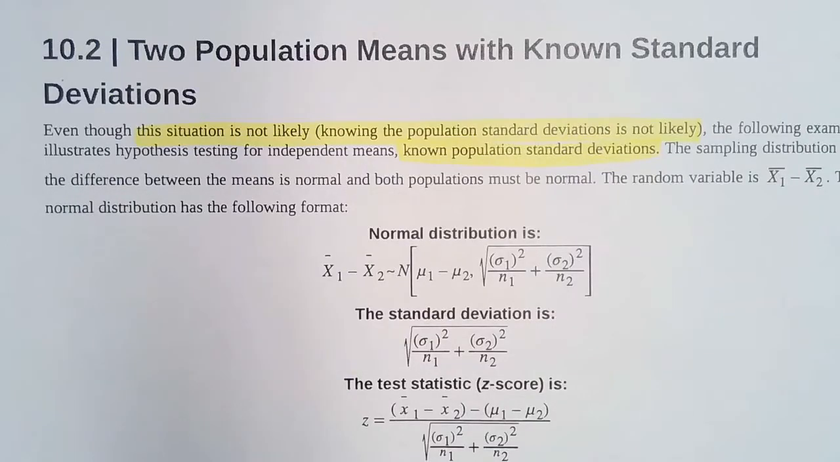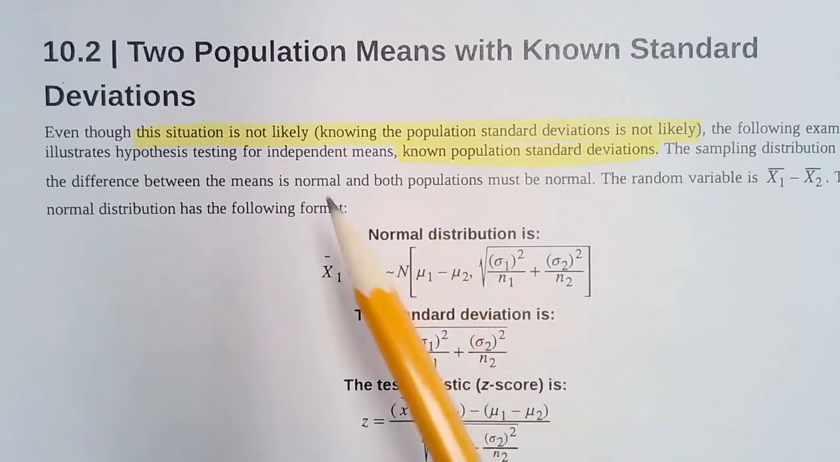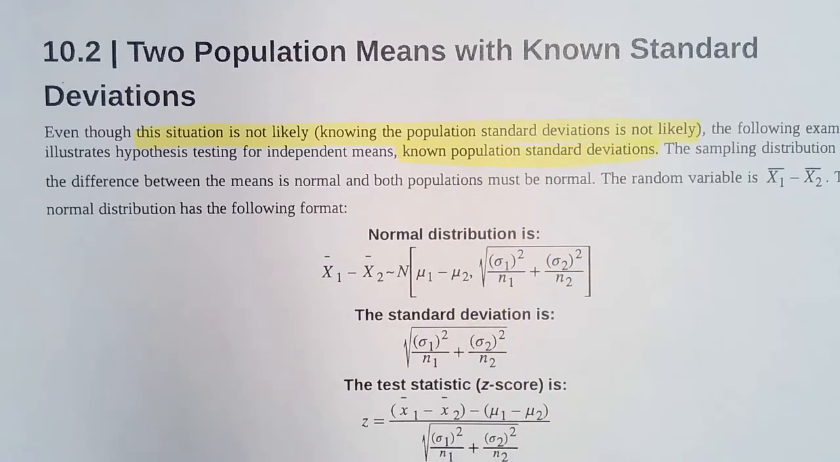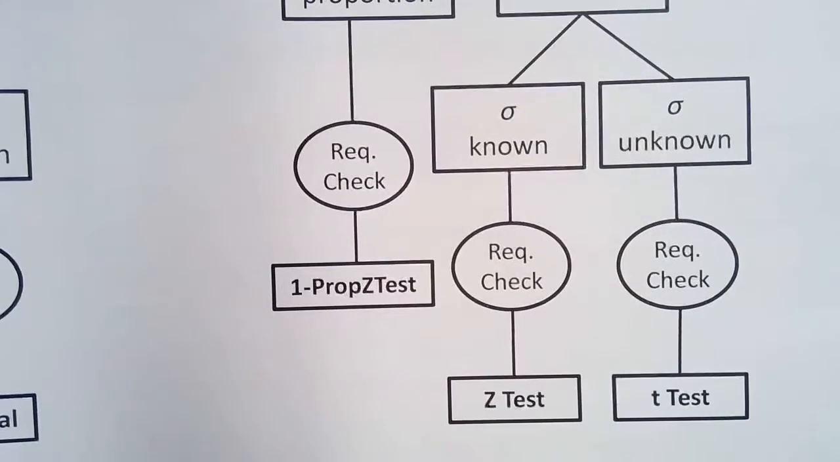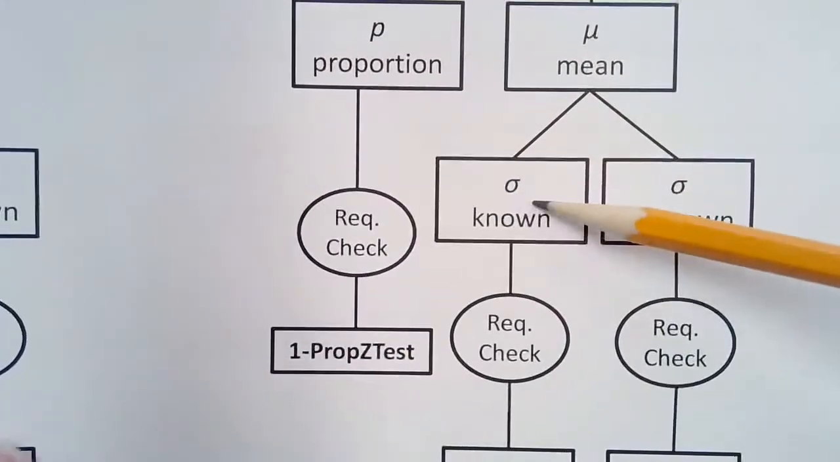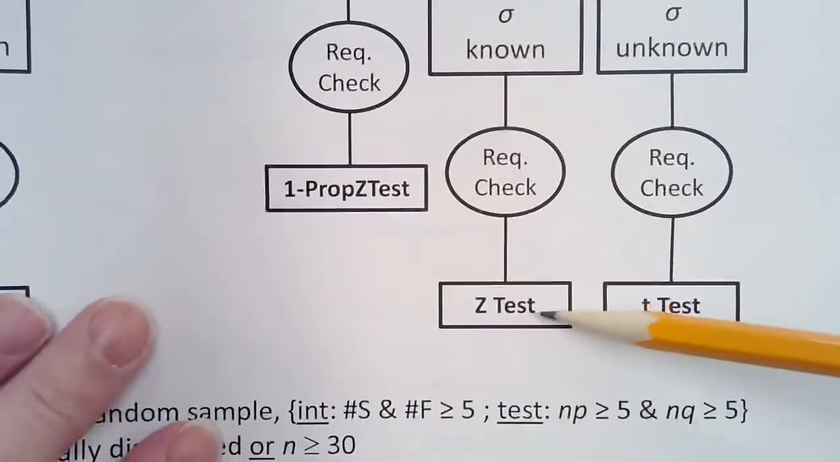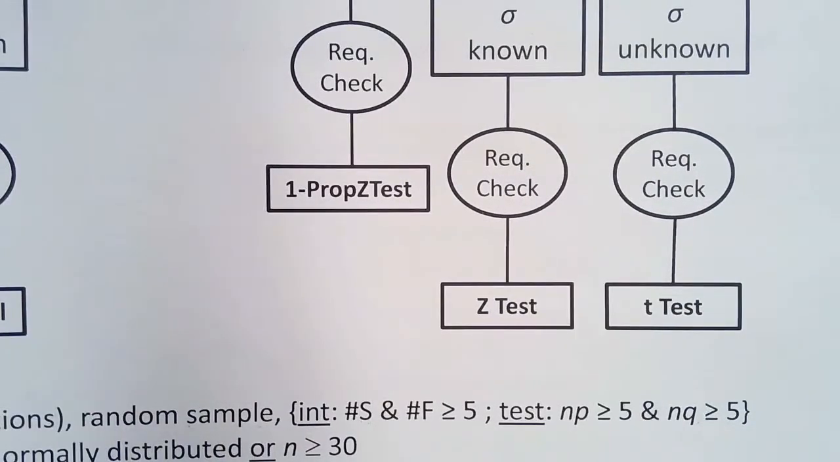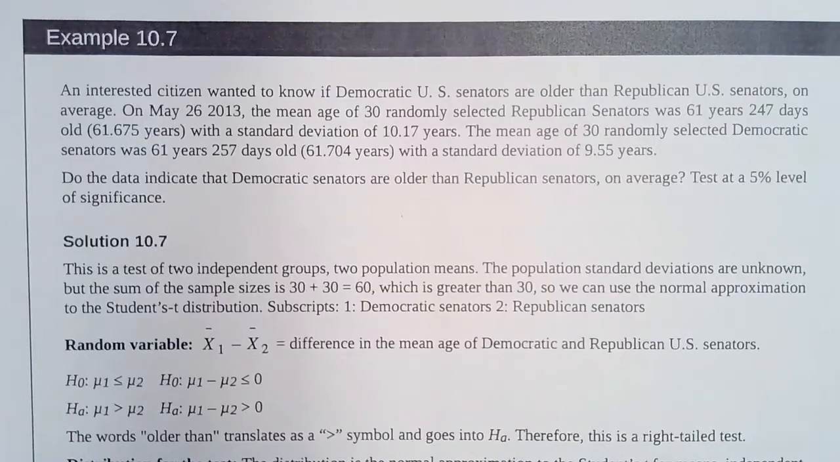Alright, so we're going to talk about Chapter 10, Section 2, two population means with a known standard deviation. This is when we know the population standard deviation. If we go to our flowchart, we're still doing the hypothesis testing, but now we're doing a mean. We know the standard deviation, so we're doing a z-test for this.